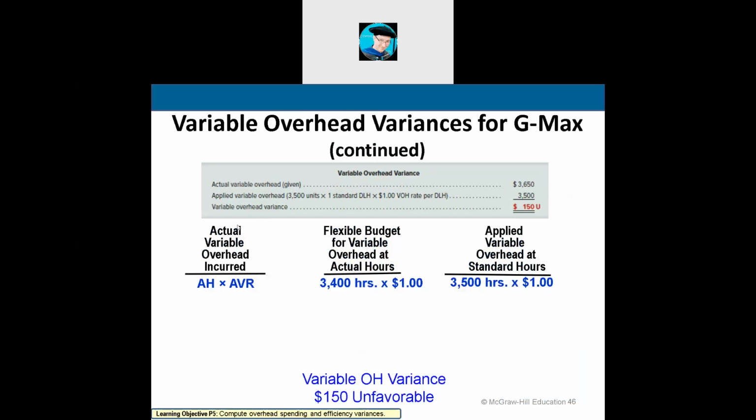Okay, let's breeze on through this. The variable overhead variance, actual, again, actual minus the applied gives you the variable overhead variance. To find the actual variable overhead incurred, we take the actual overhead times the actual variance rate. I'm sorry, actual variable rate.